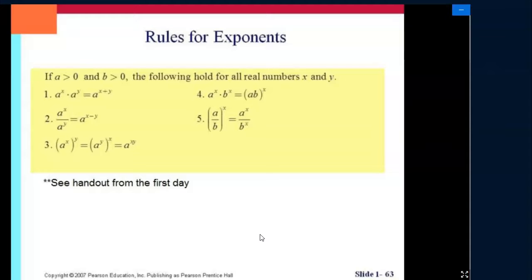These are the rules we went over on Friday, just reiterating and reviewing. If you have A to the x times A to the y, you add the exponents. If you have A to the x over A to the y, you subtract. A to the x, to the y means you multiply. A times B to the x means you distribute. And A divided by B to the x means that you distribute via division. So again, just seeing your notes from day one.